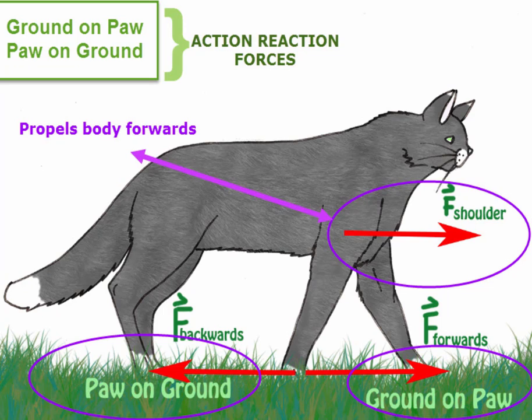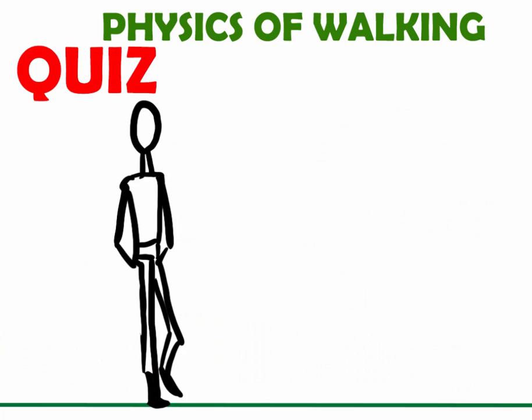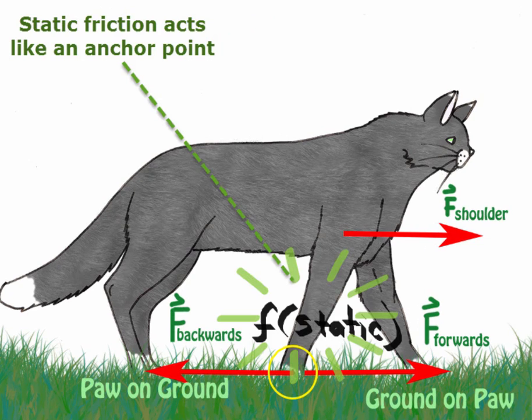This is exactly the same way humans walk, except that the propelling force would be from the torso and the thigh muscles. But walking wouldn't actually be possible without static friction. Why is this so? From our free body diagram, friction is in the direction of motion. You might recall that in the previous friction videos, static friction opposes your motion when you try to move an object. This is true, but in this case, the static friction isn't opposing your motion, nor is it helping with the motion. It's simply an anchor point.